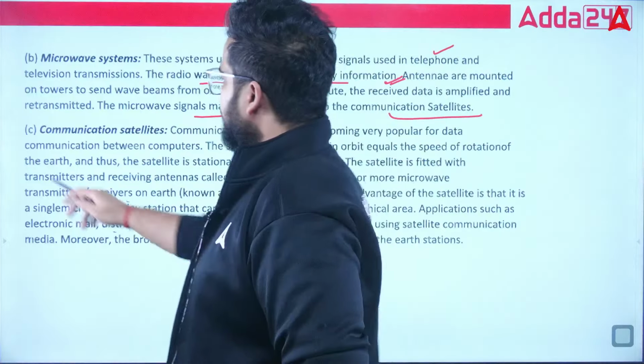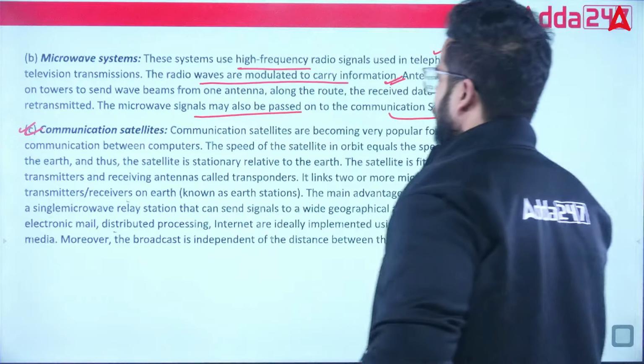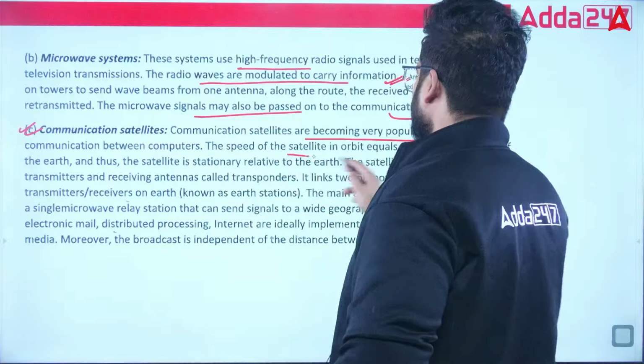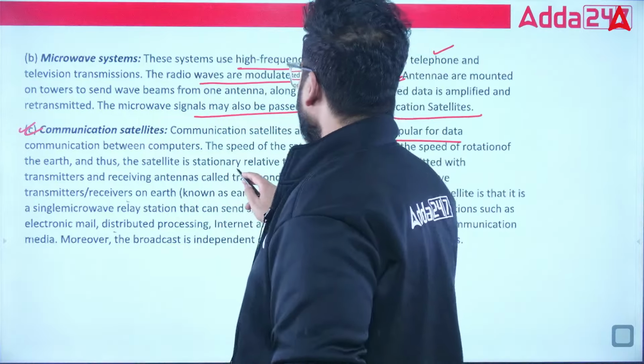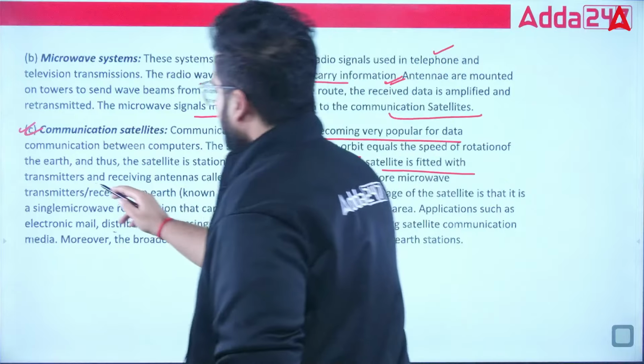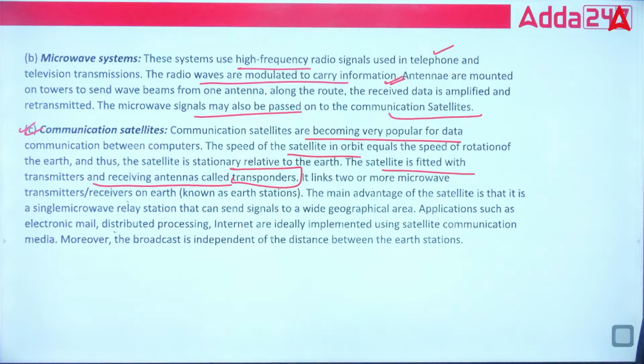So what are the communication satellites? Simply stated, you should know two terms here. One, the communication satellites are very popular because of the speed. Secondly, what do we mean by transponders? The satellite is fitted with transmitters and receiving antennas, and these antennas are known as the transponders.